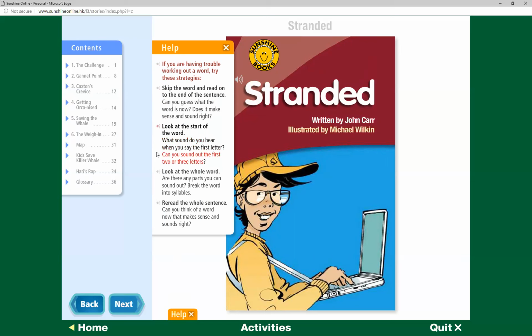Can you sound out the first 2 or 3 letters? Look at the whole word. Are there any parts you can sound out? Break the word into syllables. Reread the whole sentence. Can you think of a word now that makes sense and sounds right?